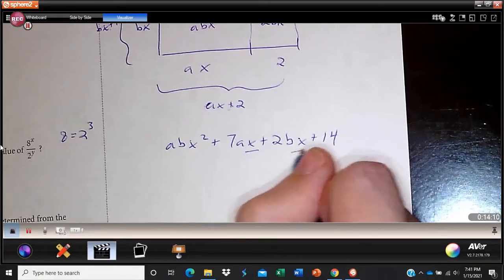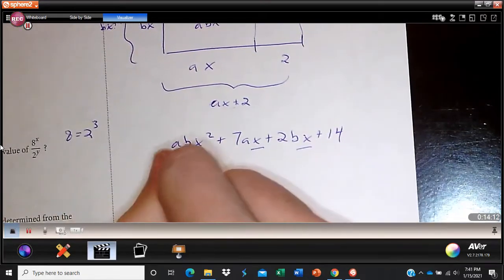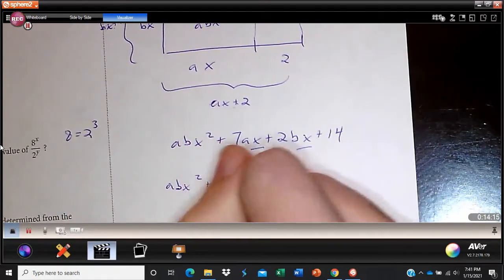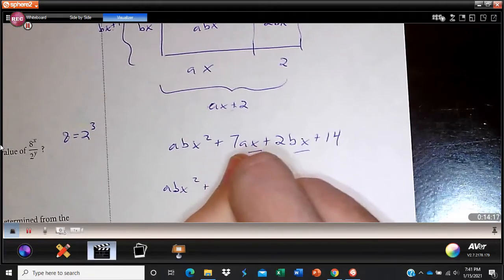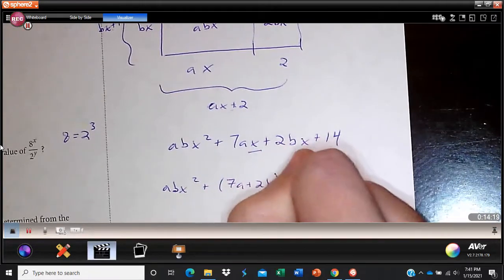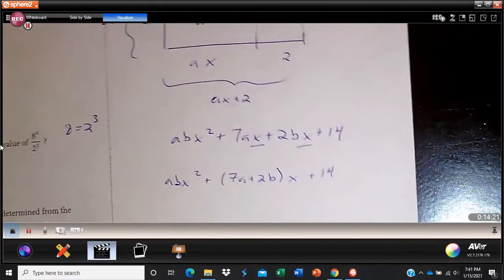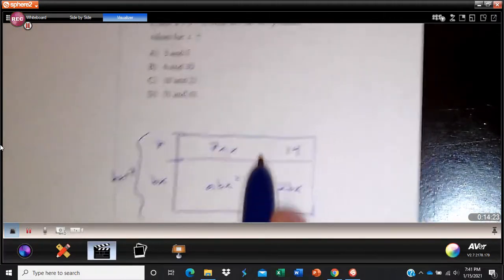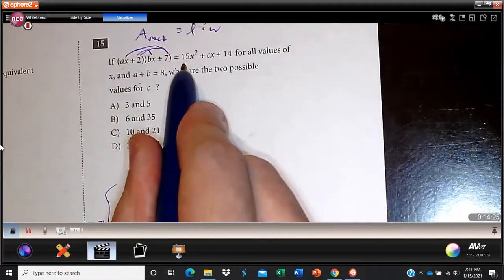These both have x's, so I'm going to simplify a little bit. So abx squared plus, this would be (7a plus 2b)x plus 14. So that's the left-hand side. And then this is the right-hand side.